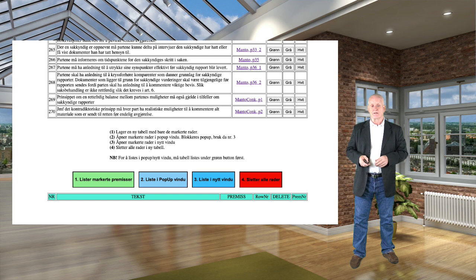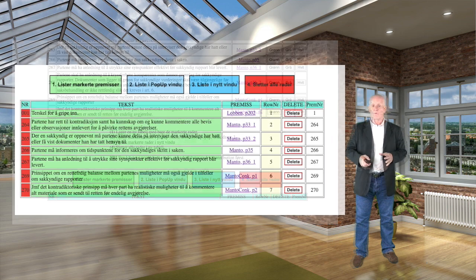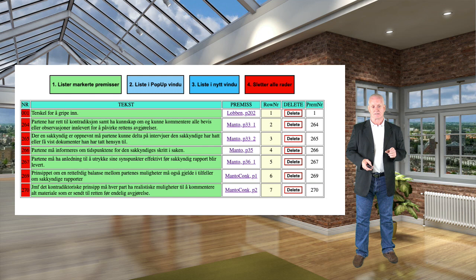And then we have the red button that deletes the new table from the screen. Let's first look at the green button. I will first mark some premises. Now we have marked some premises, and then we press the green button.